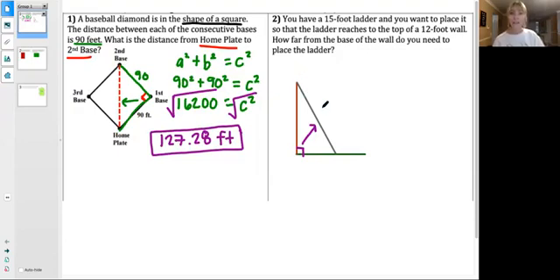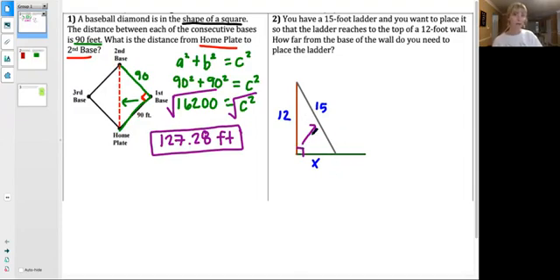So it's a 15-foot ladder. So the ladder is 15 feet. That's the ladder part. That means I know the hypotenuse. I know the hypotenuse is 15. I also know that I'm trying to reach to the top of a 12-foot wall. Okay, so I know one of the legs, I know the hypotenuse, and I am looking for the distance. How far from the base of the wall do you need to place the ladder? I'm looking for this other leg.